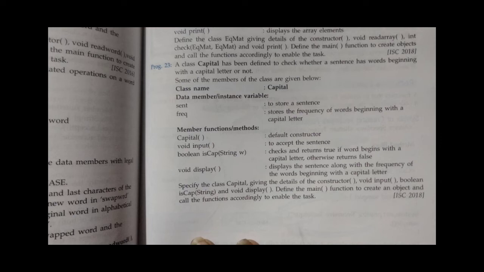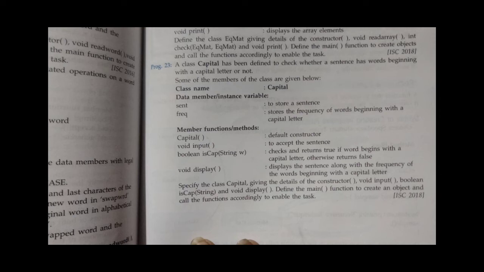Member functions or methods are: Capital, that will be the default constructor. Next, void input, that will be used to accept the sentence. boolean isCap with parameter String w, will check and return true if the word begins with a capital letter, otherwise it will return false. Next, void display. It will display the sentence along with the frequency of words beginning with a capital letter. Now specify the class Capital, giving the details of the constructor, void input, boolean isCap, and void display. Define the main function to create an object and call the functions accordingly to enable the task.